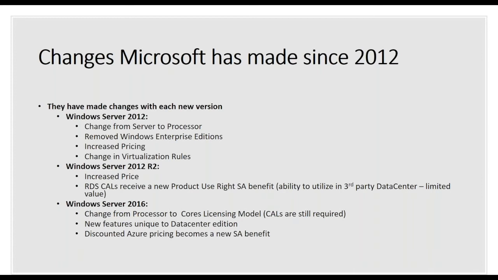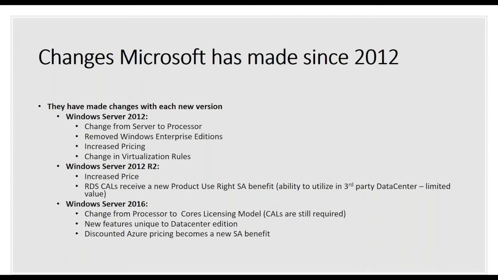In 2012 with R2, when they launched that, they had yet again another price increase. And then they had a new SA benefit that they put on the RDS CAL portion, which is the remote desktop services for terminal server, which allowed you to then use your RDS CALs if they have software assurance in a third-party data center. Again, I put limited value there because unless you're hosting things through, say, Citrix, like office applications or desktop applications of any size, you're unlikely doing RDS into a third party. There are some people that could get benefit out of it, but I don't think this was a huge gift for Microsoft.